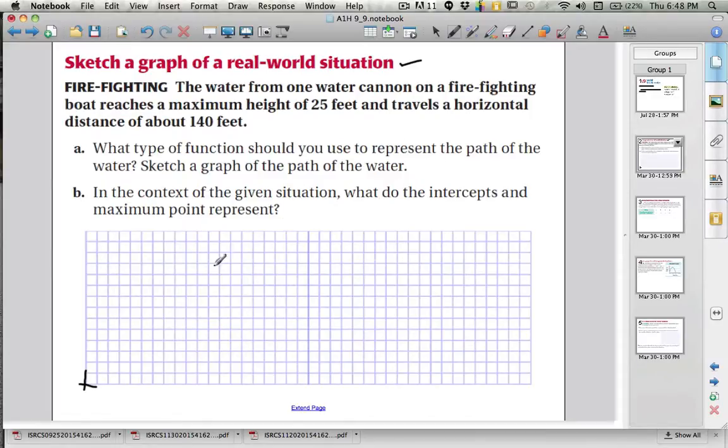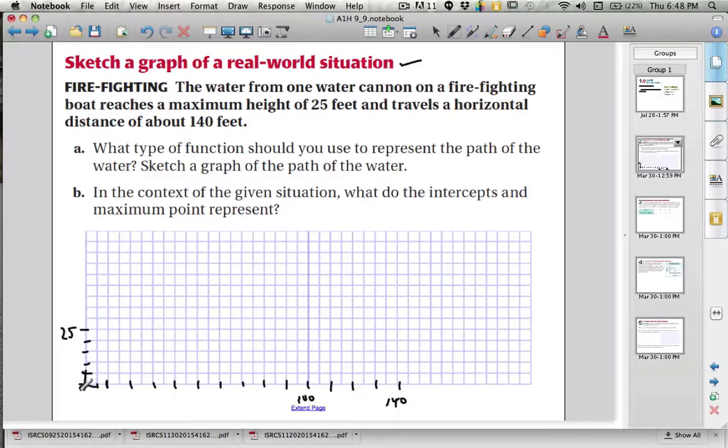So when we think about it, let's look at that. Let's say it's 5, 10, 15, 20, 25 feet. And over here, 5, 10, so this is 25 feet. 10, 20, 30, 40, 50, 60, 70, 80, 90. Here's 100 feet. And then we have 10, 20, 30, 40. So here's 140 feet.